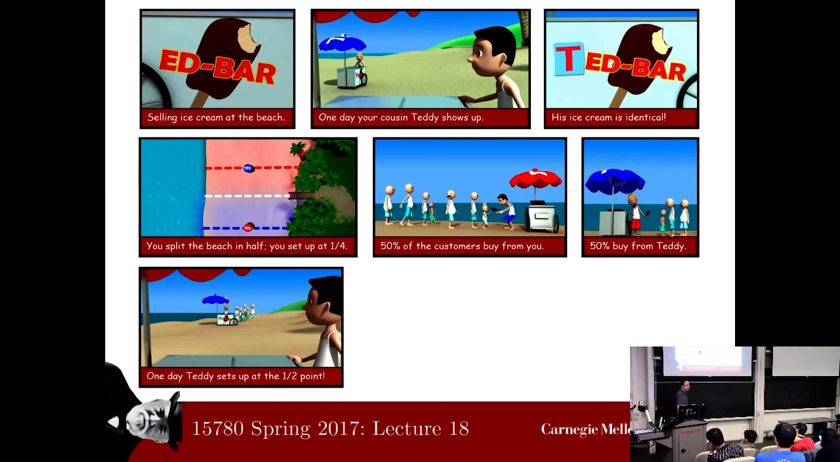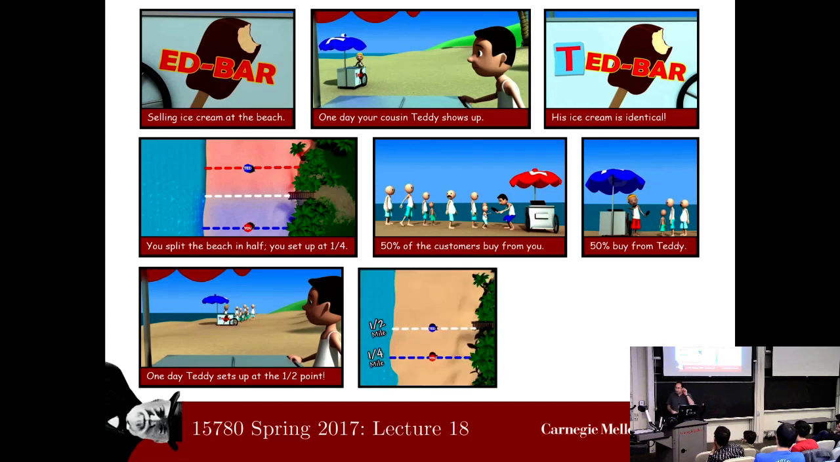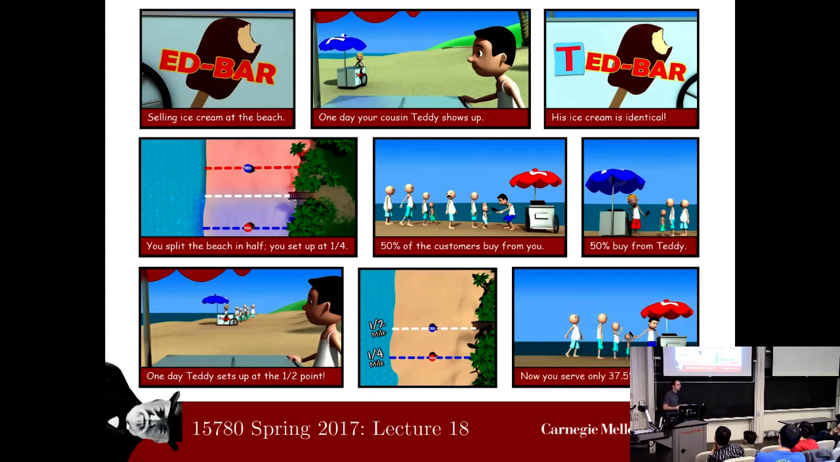Now one day Teddy decides to be clever, and instead of, as usual, setting up at the 3/4 point, sets up at the 1/2 point. So this is a problem now, right? Because this is the situation, and now we're only serving 37.5% of the customers. Right? So just the people up to the point between us and Teddy, and south of that, will go to us, but then the rest will go to Teddy. So that comes down to 37.5%. Okay, so we're going to revisit this game later and see how to solve it.